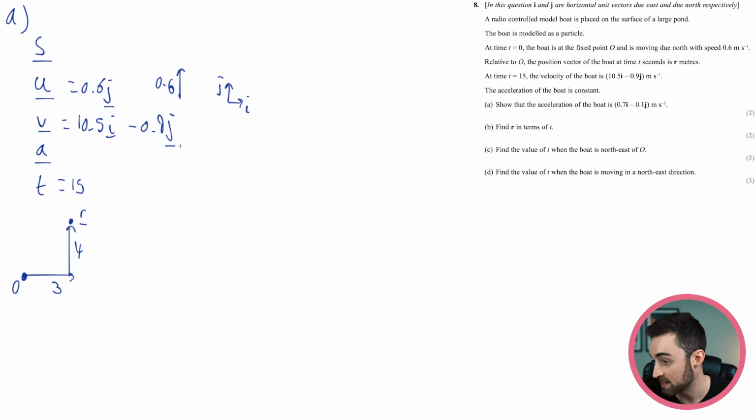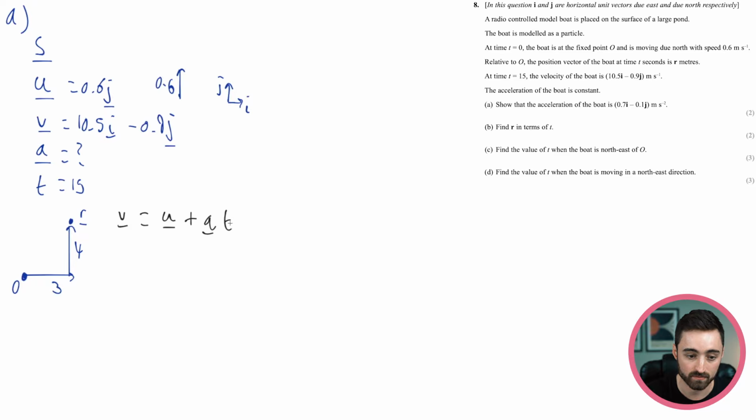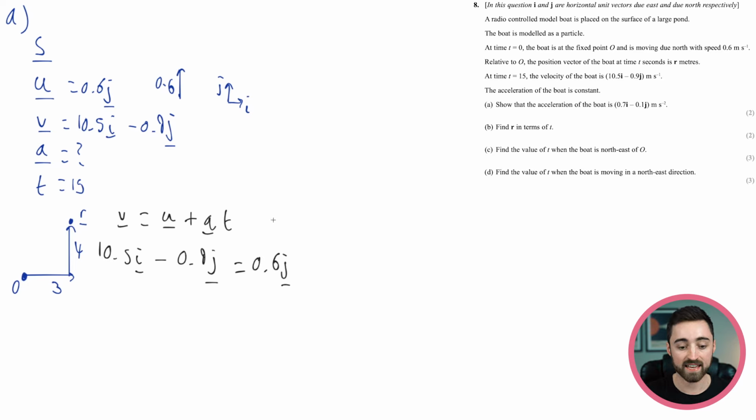Do we know anything else? Acceleration's constant, find acceleration. Well, we've got enough info now, haven't we? If we want acceleration, we can use the SUVAT that relates these. And luckily, it's El Clásico, v equals u plus at. It's the one everyone can remember because it's easier. So if we use v equals u plus at here, we're going to get 10.5i minus 0.9j is equal to u, so 0.6j, plus at, so plus 15, which is t, lots of a.